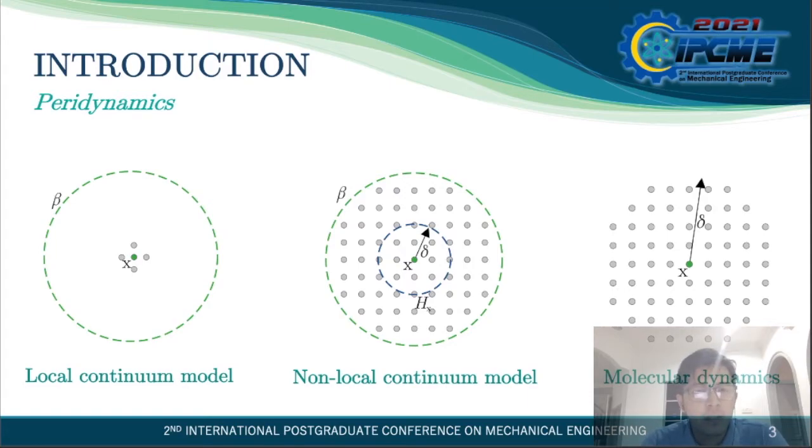Now, in the case of the non-local continuum model, the state of the material point is influenced by material points located within a region of finite radius, as in peridynamics. Note that as the radius becomes infinitely large, the non-local theory becomes the continuous version, or what we call the molecular dynamics model.